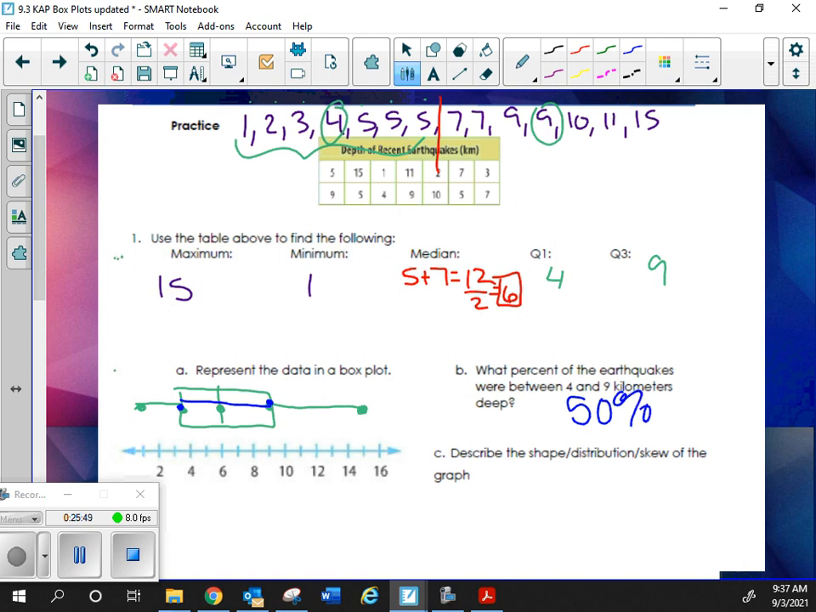And then shape and distribution. Any questions? Does that hopefully wrap up and you're like, oh yeah, that makes sense? Okay? Keep working, keep rocking.